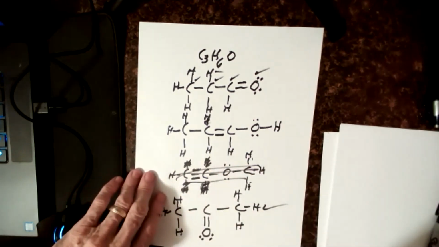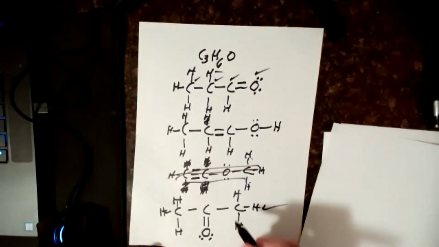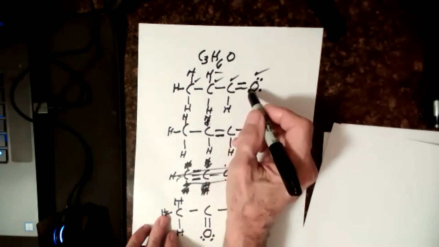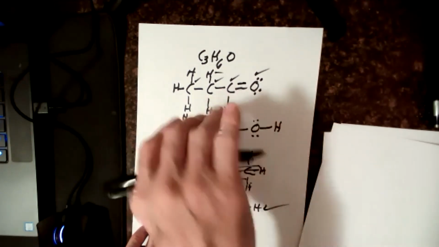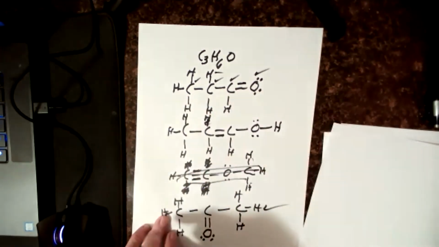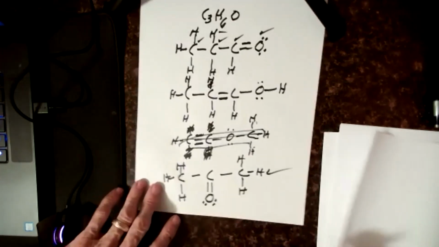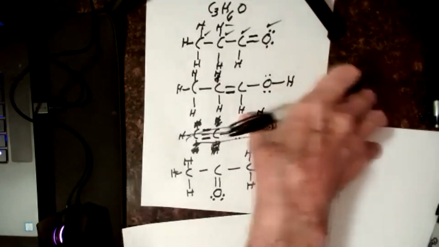Now, you said, well, okay, why don't we put the double bond over here to the oxygen? Well, you see, that would be the same as this molecule up here, just turned around. So you can't do that. So I can't get it like that. There's probably lots of other ways.